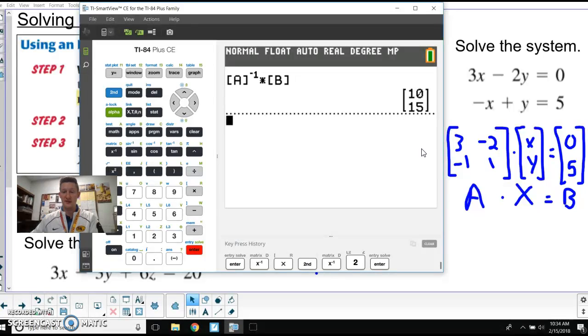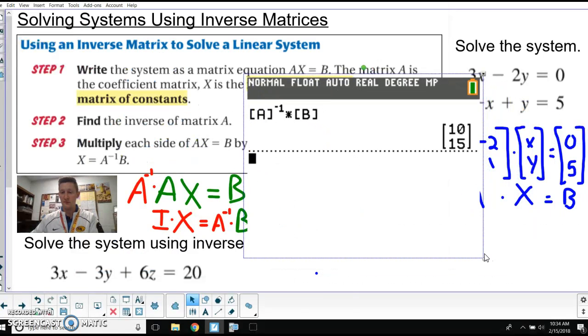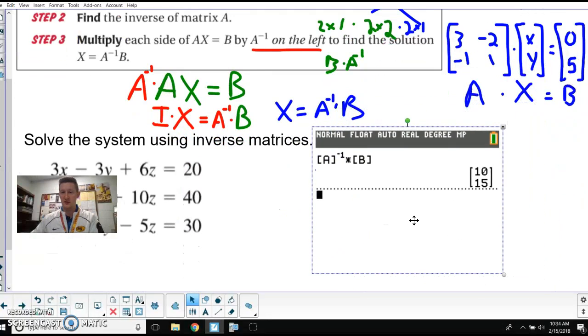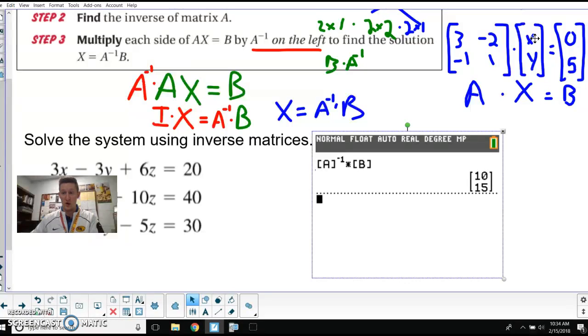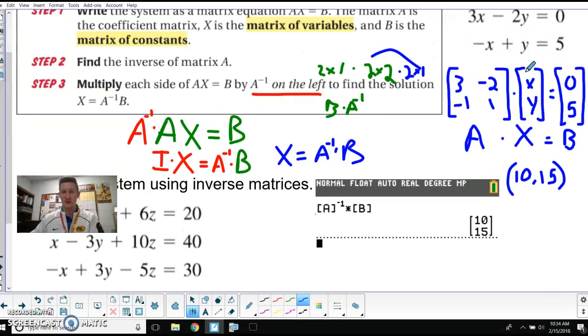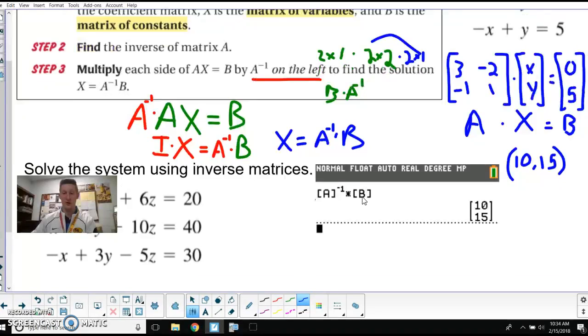It's 10 and 15. What this means for us is that matrix X, which was X and then Y stacked on top of each other, means that for this system X must be 10 and Y must be 15. That would be the solution to this system of equations. Now, you can do RREF, reduced row echelon form, and still get 10 and 15. You could do this by hand with substitution or elimination. You could graph it, whatever. This is just another tool in your toolbox when it comes to solving systems of equations.